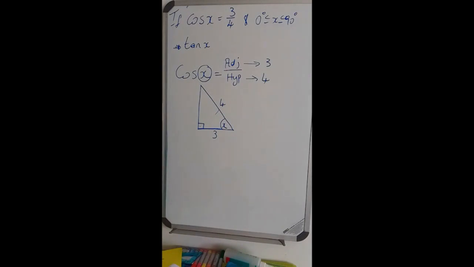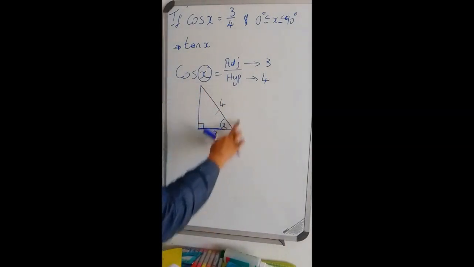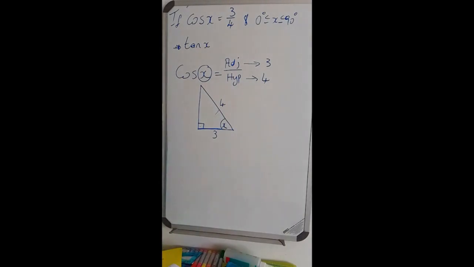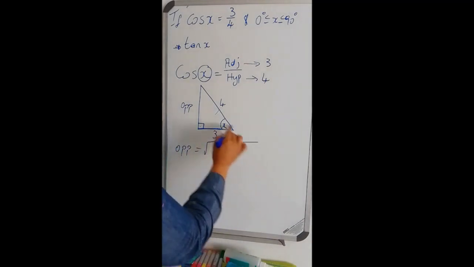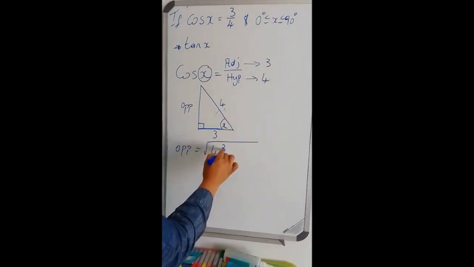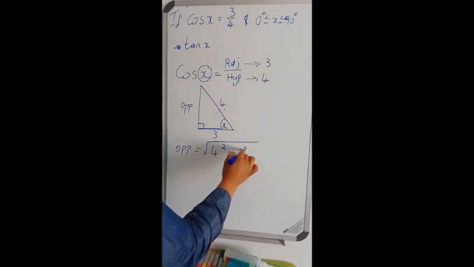So now we have a side missing, that is the opposite side. And we're not able to find the tangent without that opposite side. So we need to find the opposite side. So we know now that we can use the Pythagoras theorem because this is a right-angle triangle. All right, how do we find this? So this opposite side will then give us the square root of 4 squared minus 3 squared.